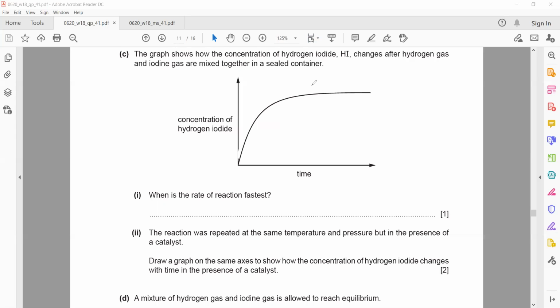show how the variation. Yeah, it will be steeper, but the amount should be same. Like the final concentration should not be affected. The rate of the reaction will be faster, or the speed of the reaction will be faster, but the final amount should not change.